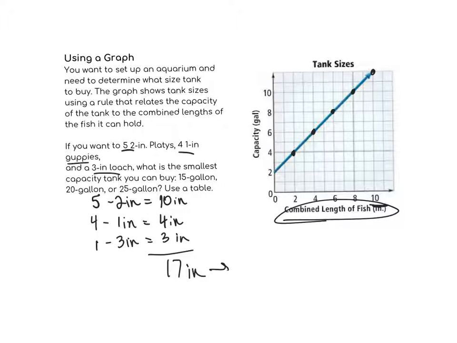So if I have 17 inches, how many gallons do I need? If I need 2 more gallons than the length of the fish, I need a 19-gallon tank. I can only buy 15, 20, or 25. So I'm going to buy a 20-gallon tank.